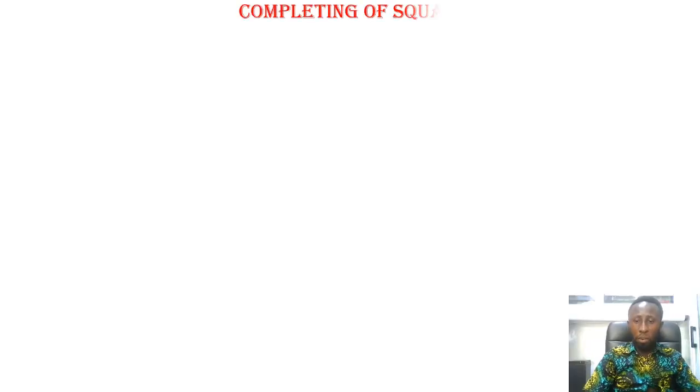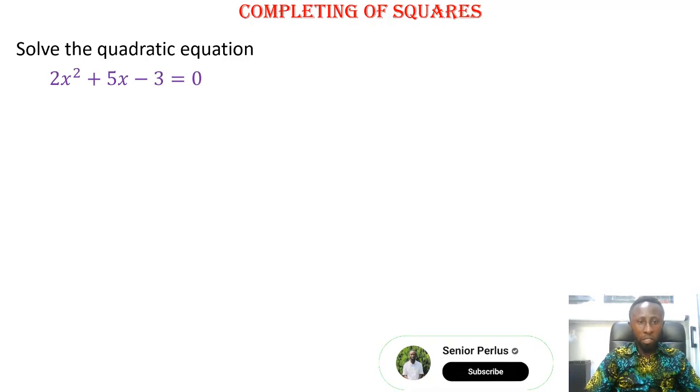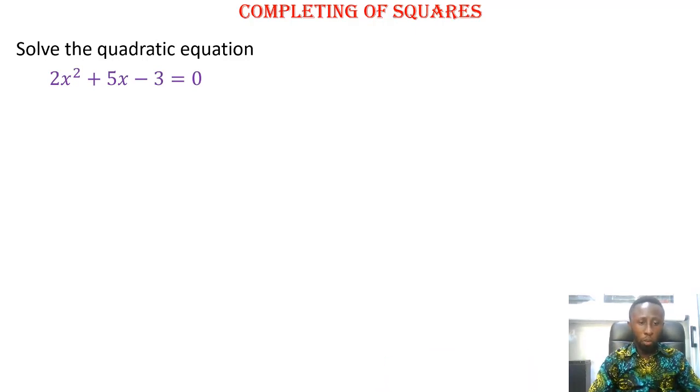We are going to solve a quadratic equation using the method of completing the square. We have dealt with the factorization method, so now we are completing the square. Solve the quadratic equation, and this is our equation. With completing the square, we always want the coefficient of s squared to be 1.